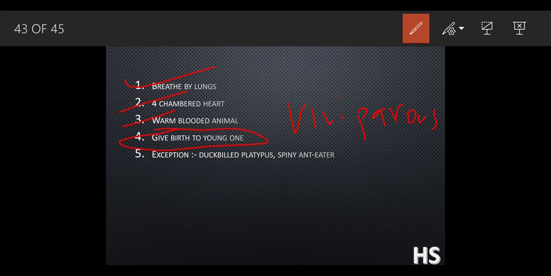Now there are two exceptions. The duck-billed platypus and the spiny anteater are the two exceptions to this part. Why are they exceptions? Because they lay eggs. So now there is a question: sir, why have they been considered in the class of mammals then? If they lay eggs, they don't give birth to the young one. The reason is that they have more of the features: they breathe through lungs, they have a four-chambered heart, they are warm-blooded, and many such features, like they have a diaphragm, they have ear-like structures, they can move with the help of limbs. Many such examples are there. So that is why they have been considered in this class, with this exception.